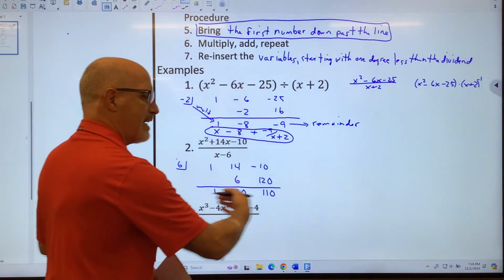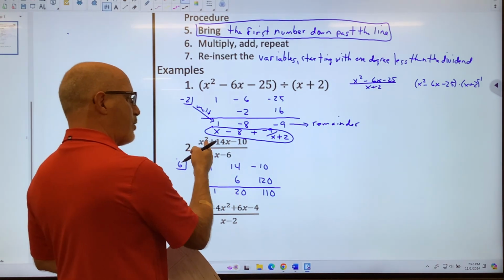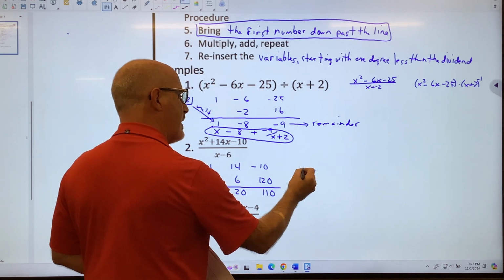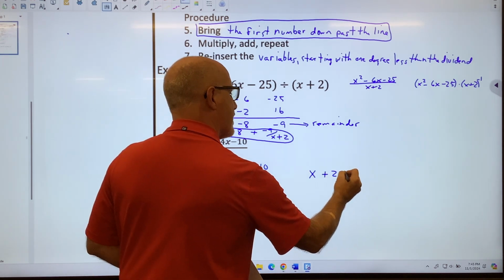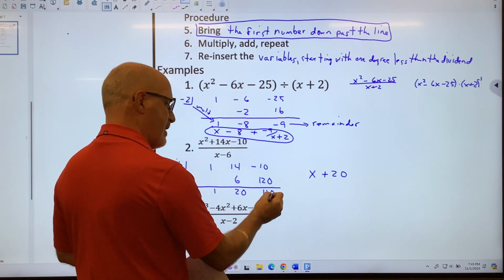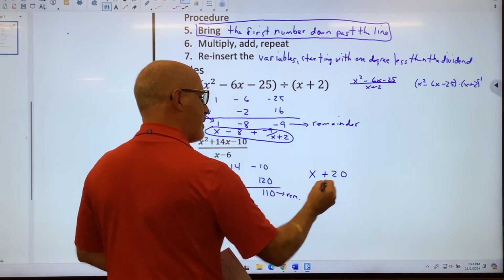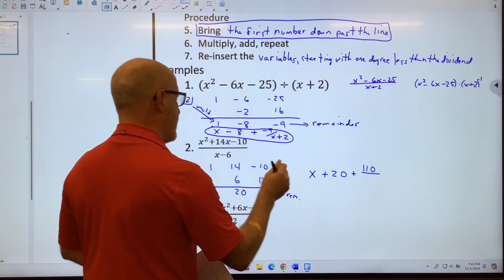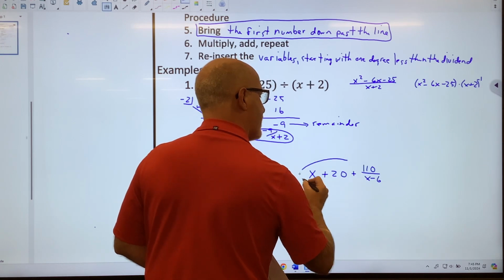So those are my numbers, but I have to reinsert the variables. So I started with an x squared. This is going to start with an x to the first. So 1x to the first plus 20. So you're going down in degrees. This is my remainder. So I'm going to add 110 over the divisor x minus 6 for my final answer.